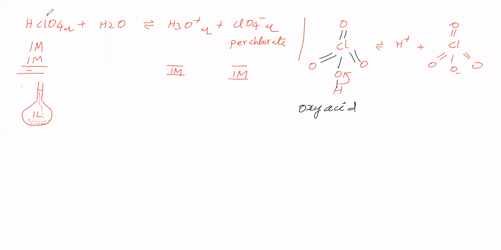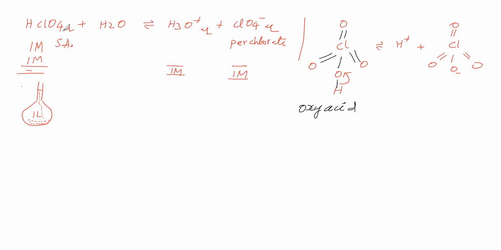Therefore, the initial amount of perchloric acid is 1 molar, and the concentration of hydronium ion is also 1 molar. Perchloric acid dissociates completely. Therefore, the concentration of H plus in the aqueous solution is 1 molar. Here perchloric acid dissociates completely in aqueous solution, therefore perchloric acid is called a strong acid. Strong acid means that it dissociates completely in aqueous solution.